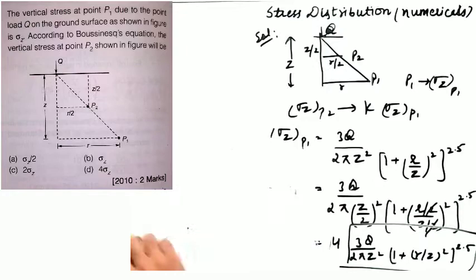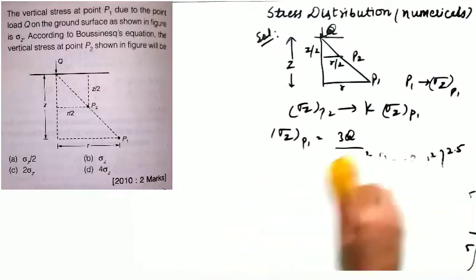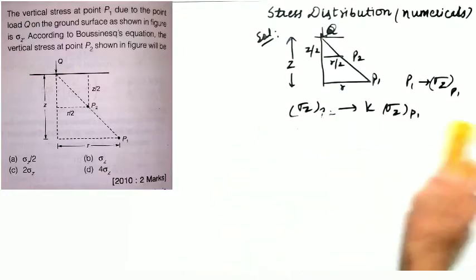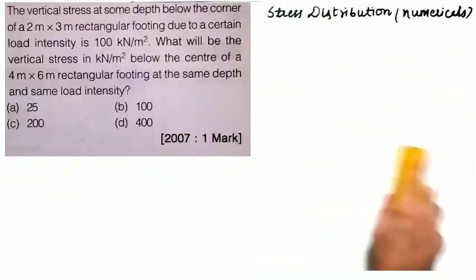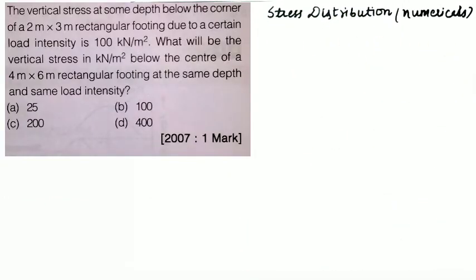Now moving to the next question. Boussinesq's theory is very simple. You just have to remember this lengthy formula, and the formula is not that typical. When you solve a few numericals, it will come into practice. And there is another formula, that is Westergaard. It is also similar to this Boussinesq's formula. Now moving to the next question.